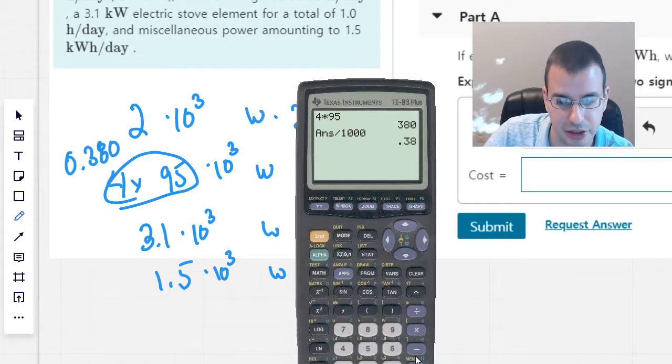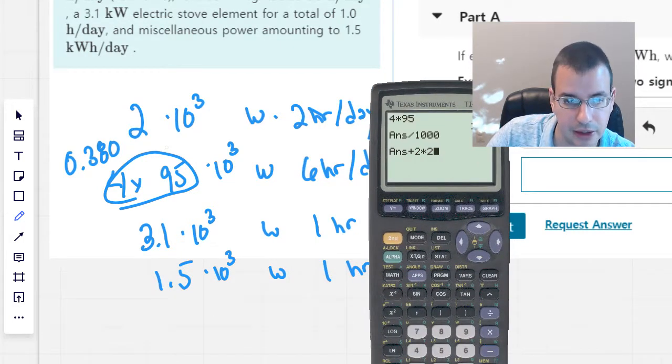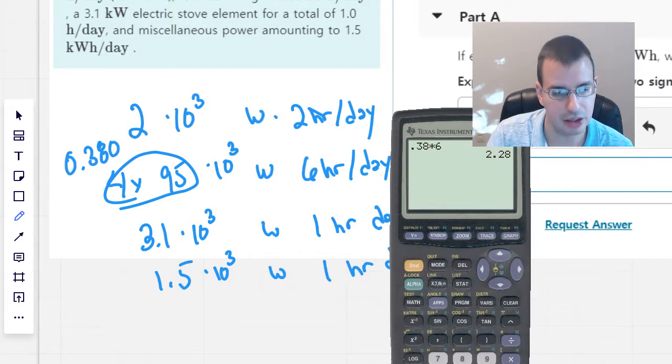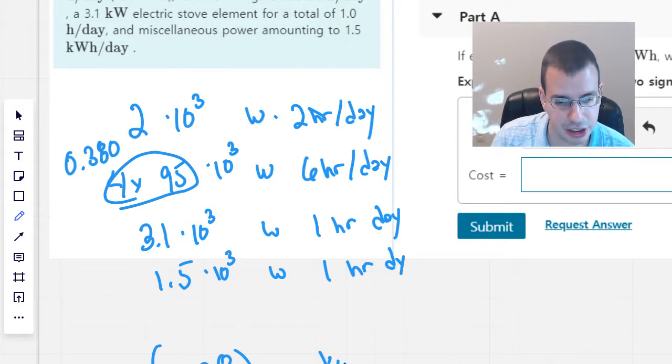So 0.38. Oh no, I gotta do that right: 0.38 times 6. Okay, whew. Better accounting. So 0.38 times 6 is 2.28. And this will be kilowatts per day.